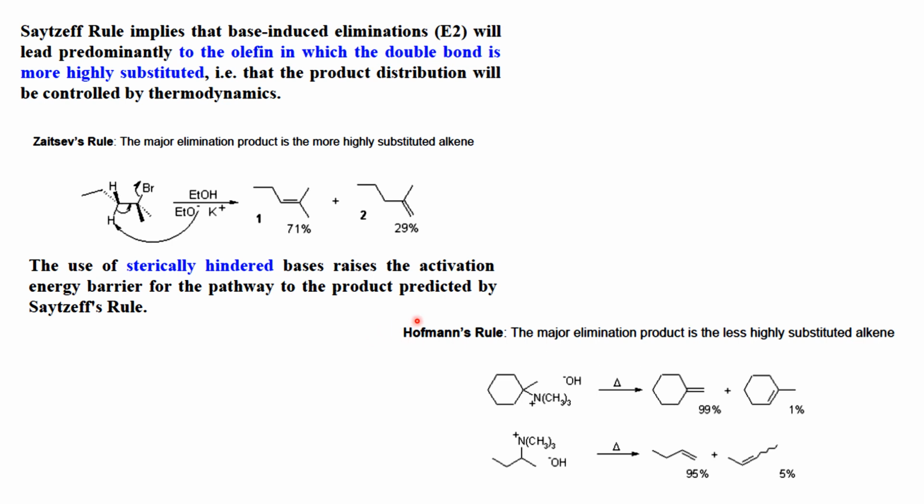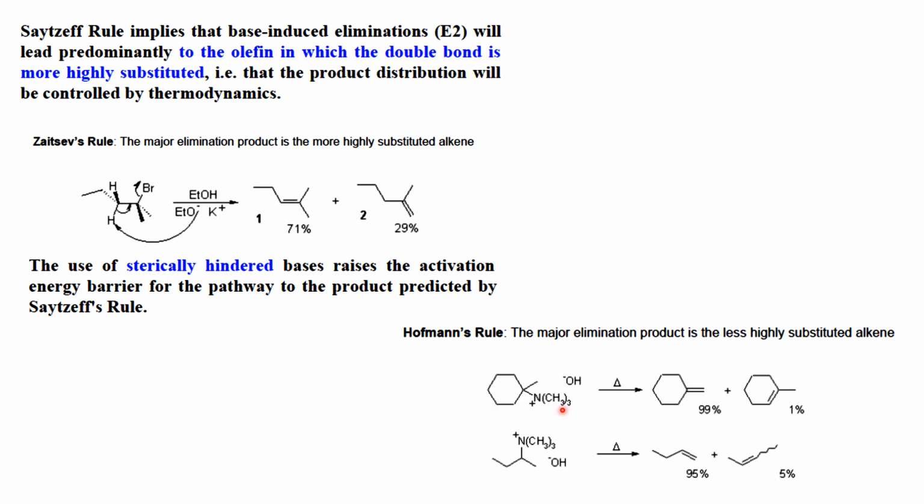But another rule is also there, which is known as Hofmann's rule. In Hofmann's rule, the less highly substituted alkene will be formed as the major product. So here you can see, in this case, this is a less substituted olefin, but that is formed as the major product. And this is also a less substituted olefin, which is formed as the major product. But there is a condition for this Hofmann elimination. In Hofmann elimination, the leaving group is actually a bulky group. And the use of a sterically hindered base raises the activation energy barrier for the pathway to the product predicted by the Zaitsev rule.